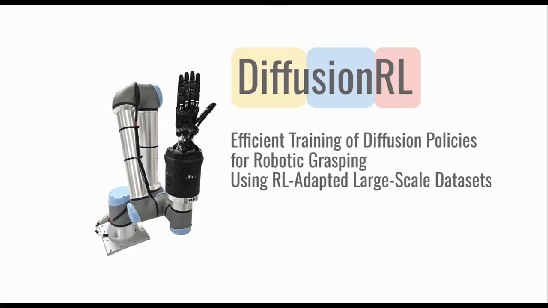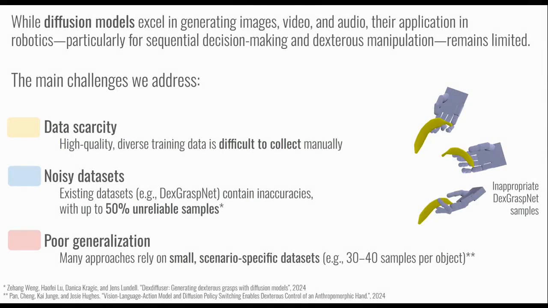Hello, this is DiffusionRL, efficient training of diffusion policies for robotic grasping using RL-adapted large-scale datasets. Diffusion models work well for image, video, and audio generation, but their use in robotics, especially in complex tasks such as dexterous manipulation, is still a challenge. The main problems we address are insufficient data, noisy datasets, and poor generalization.